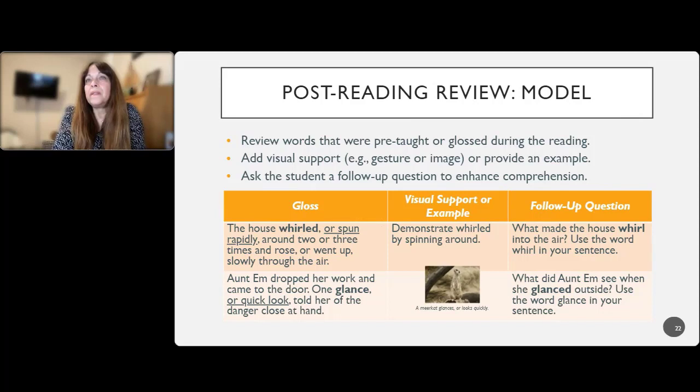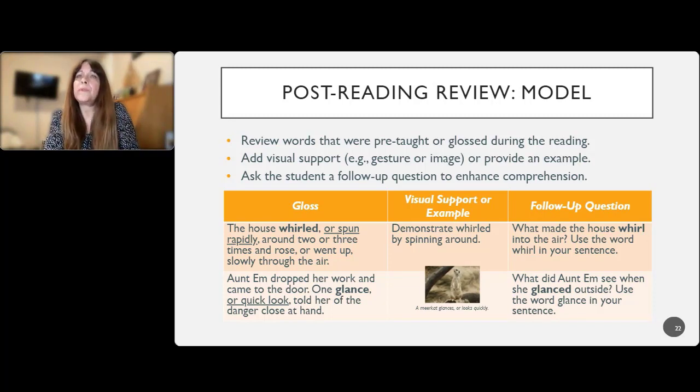After reading the text, you want to continue to support students by reviewing the words that were pre-taught or glossed. You want to make sure that this is reinforced, maybe with an image or a gesture, and then ask the students a follow-up question to really enhance comprehension of the text. So let's take a look.